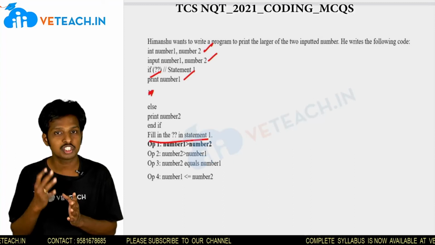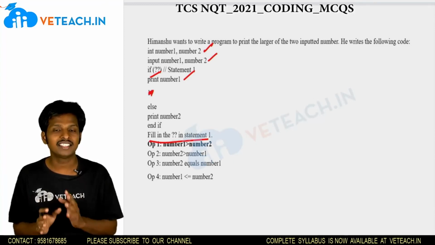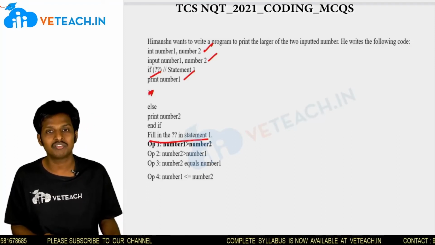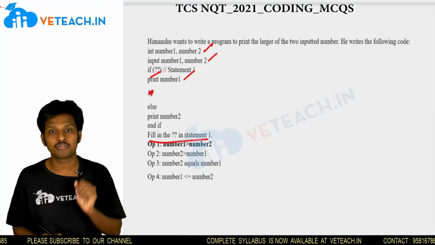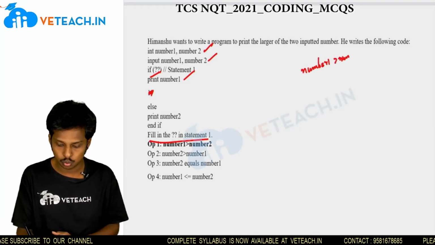So when these types of questions are asked, it's better to write the logic for that and then you can replace the statement that has to be replaced in the question that was asked. We know the logic for finding the biggest of two numbers is number 1 greater than number 2.